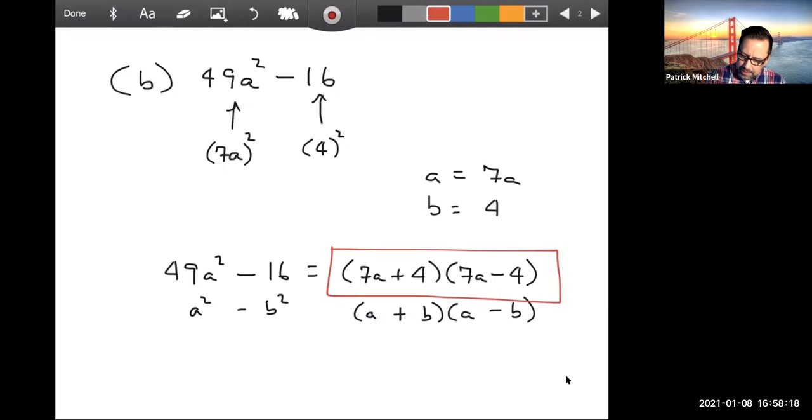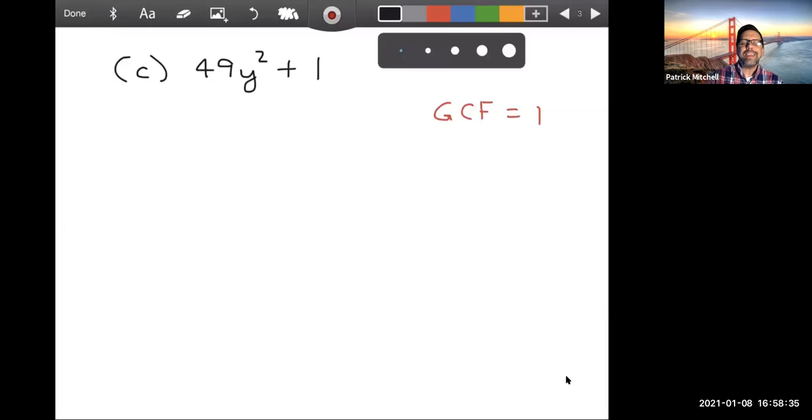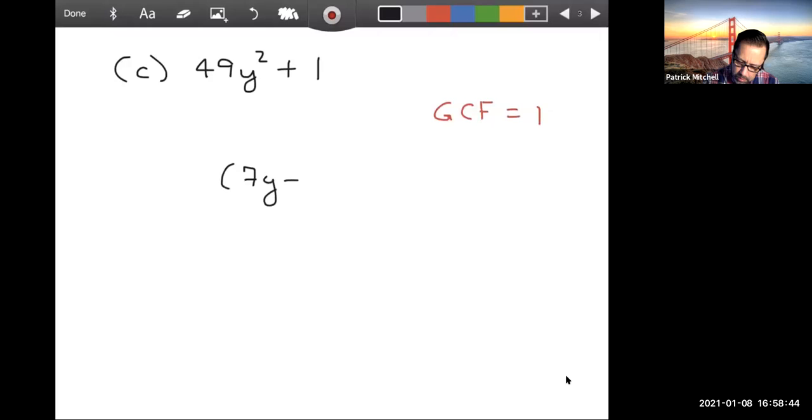All right, next. Oh, I almost forgot something. Bad teacher. I have not been looking for GCFs. We should always, always, always do that at the beginning. So of course, in this problem, the GCF is nothing helpful. All right, so you look at this and you think, okay, I've done a couple of these. The answer is 7y minus 1 times 7y plus 1.